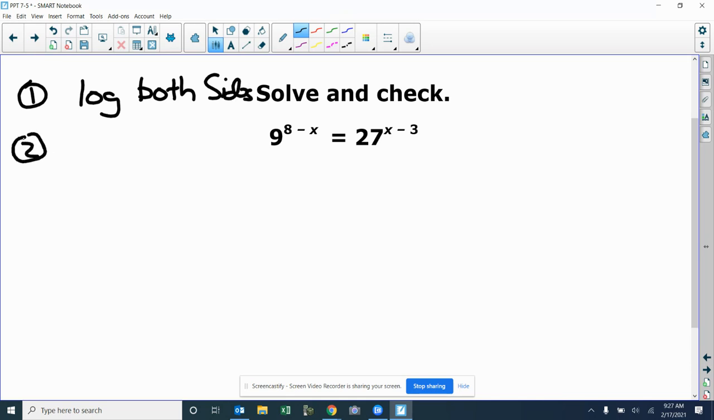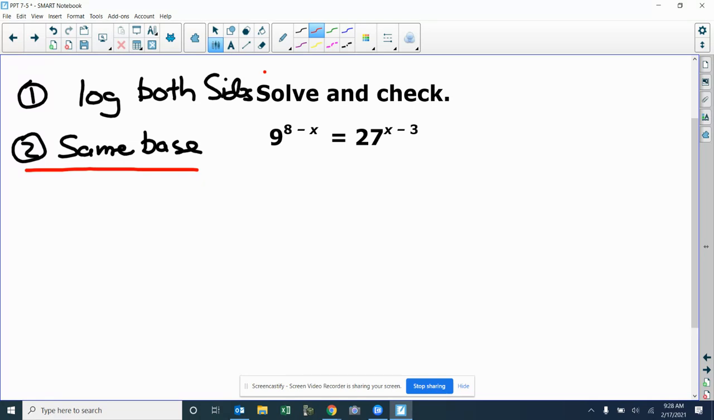Another option is same base. I can take the log of both sides, or I can do the same base. If you can do the same base, you might want to, because it always ends up being the easiest. But if I don't see it, I take the log of both sides. I'm going to do this one both ways, okay?